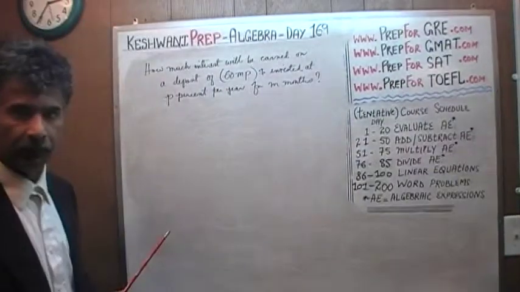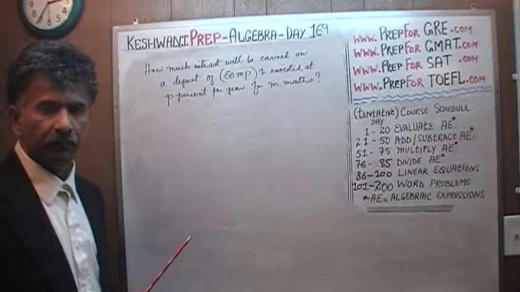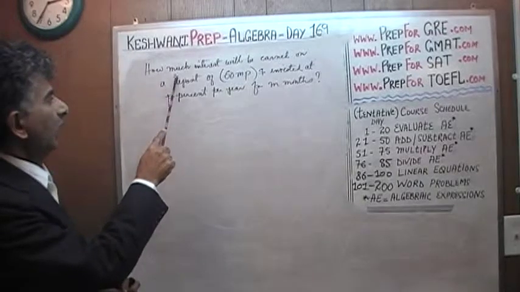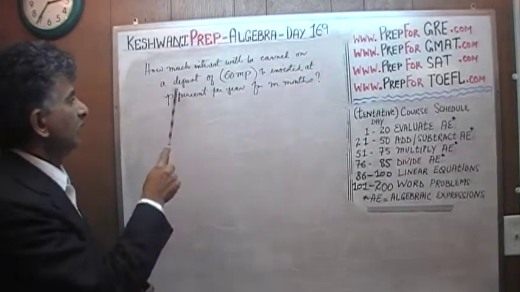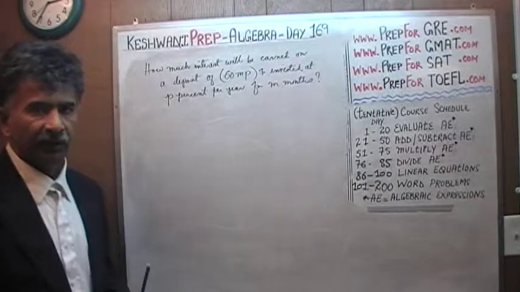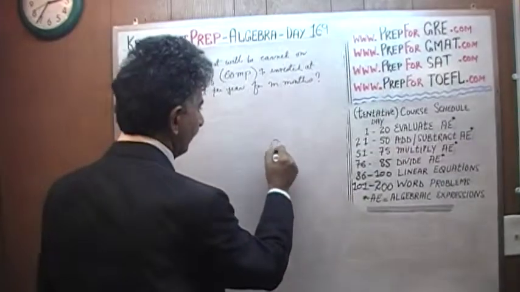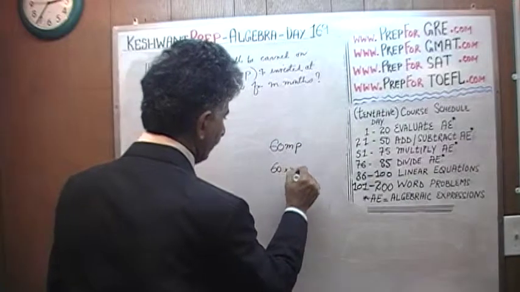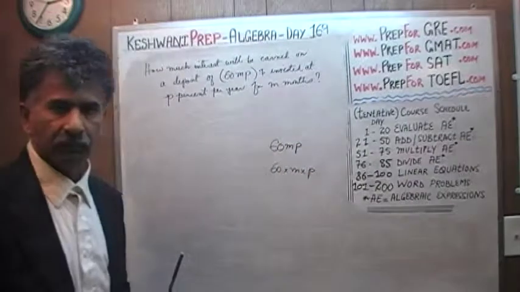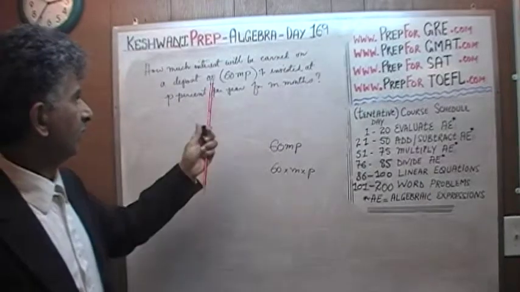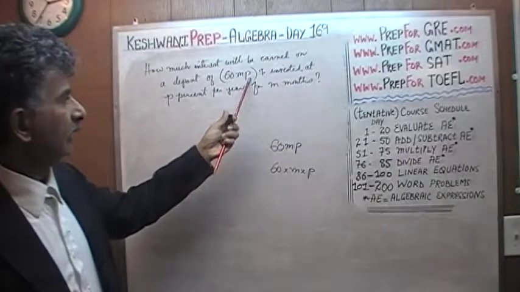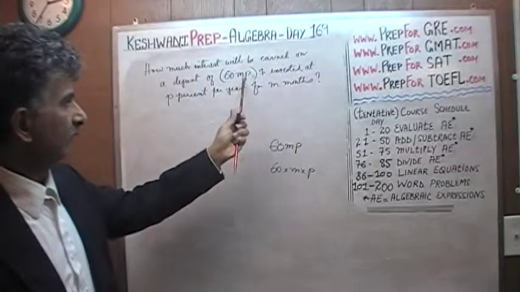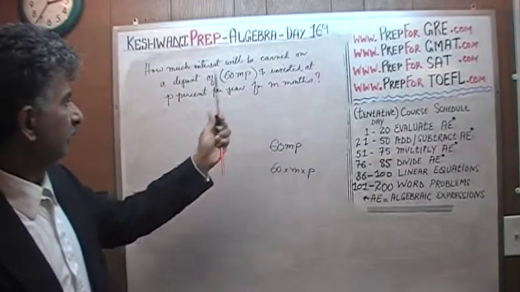I'm going to read it to you in the event that you have trouble reading my handwriting. It says, how much interest will be earned on a deposit of 60 times M times P dollars? So we are investing this amount of money, 60 times M times P. Of course, we do not know what M equals, we do not know what P equals, obviously that's what makes it algebra. So 60 times M times P dollars is invested at P% per year for M months.